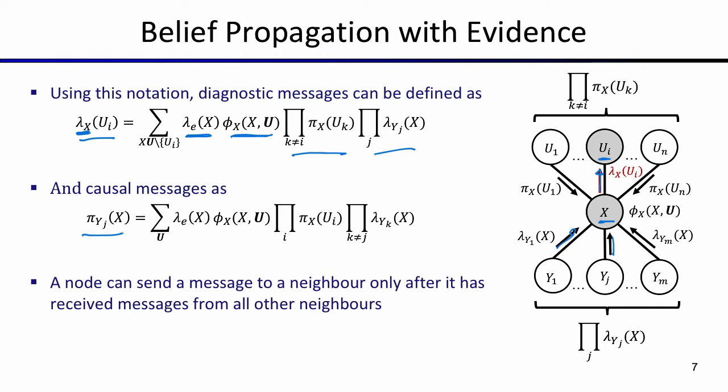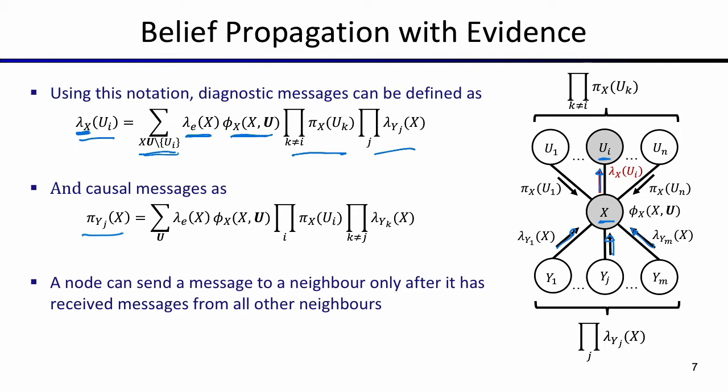All the children must send their messages. So it is very interesting that in order for X to send a message to one of its parents, we need to wait for all those messages: all messages coming from the children and also all the messages coming from the other parents. We multiply everything together and eliminate the variables that are not in the separator. In this case, we eliminate all variables but one, that is the variable U_i. That is basically what is being expressed in this equation.